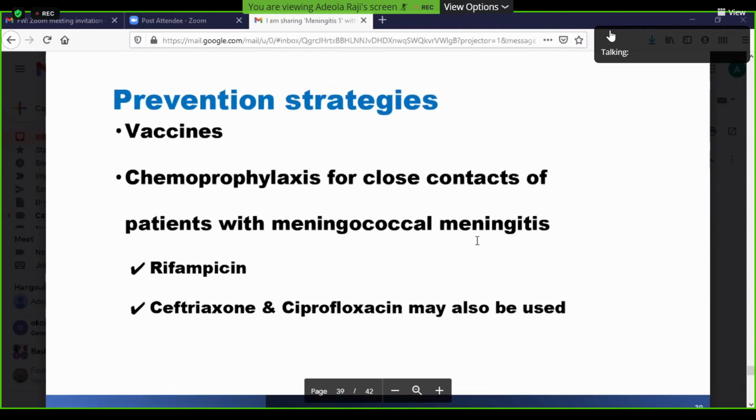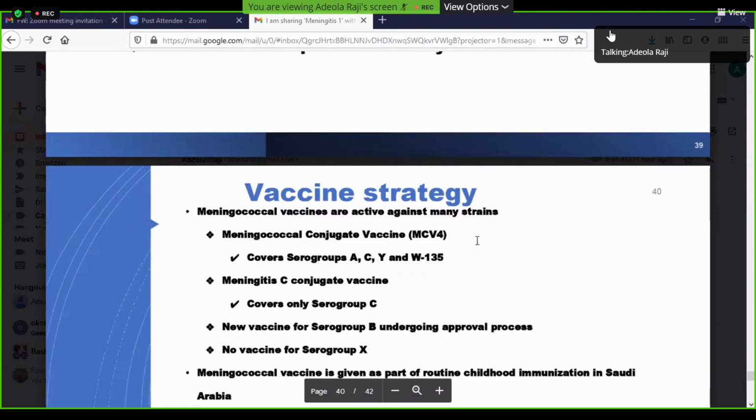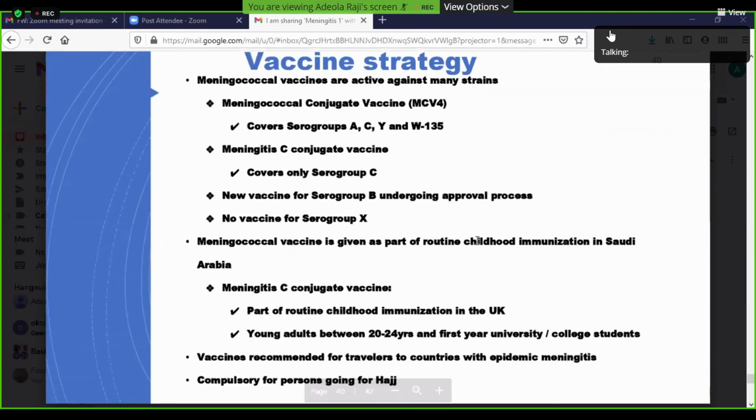How can you prevent infection? Vaccines, chemoprophylaxis for close contacts of patients with meningococcal meningitis, using agents such as rifampicin, ceftriaxone, and ciprofloxacin at times may also be used. Now, with the vaccines, the strategy is this.